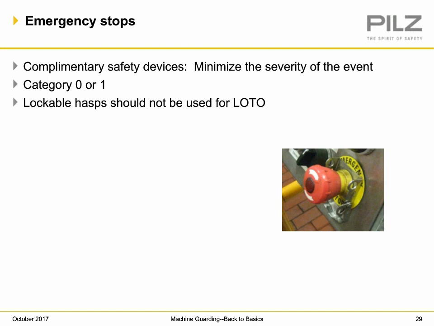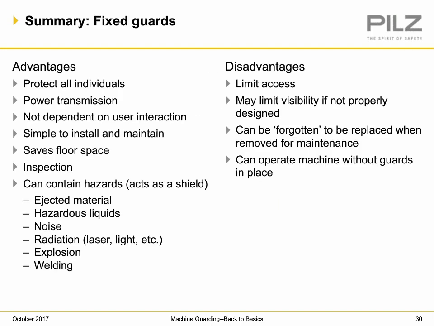Okay. In summary, fixed guards. Advantages: protect all individuals, basically for power transmission. It's not a requirement, it's basically a best practice in the industry. It's not dependent on user interaction. It's simple to install and maintain. It saves floor space. Inspection is easy if, again, you can see through it when the machine is stopped. Hand control hazards, acts as a shield against ejected material, hazardous liquids, noise, radiation, laser, light, explosion, welding.